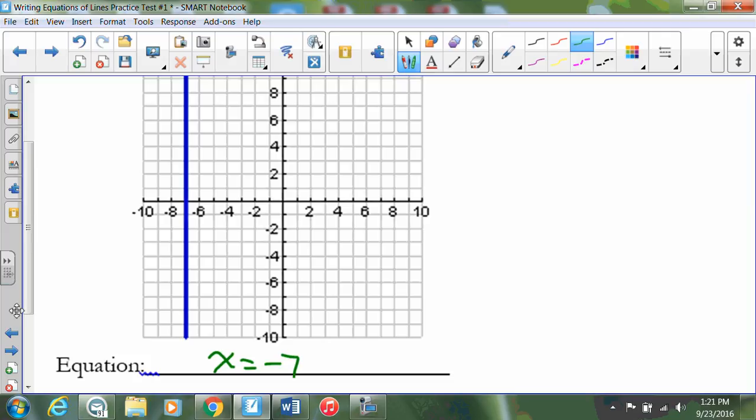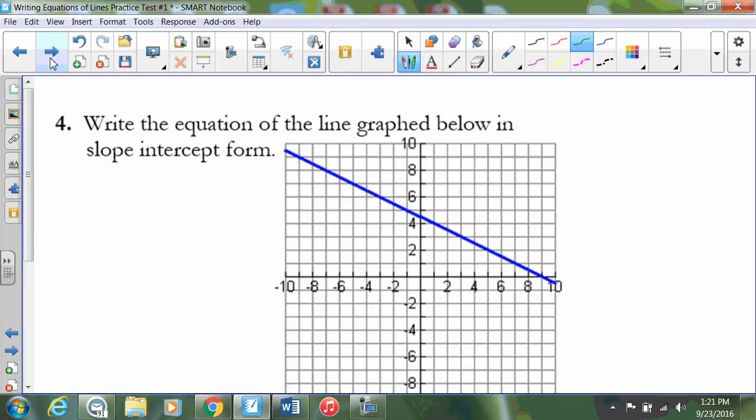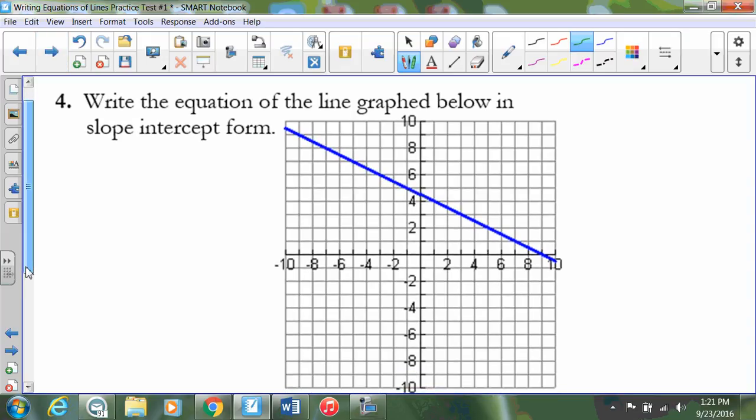If I'm going too fast for you, please go ahead and pause it. This video is going to be long if I take my time, so I'm going to try to go quickly. Write the equation of the line graphed below in slope-intercept form. Note, we do not see a clear y-intercept. It's not on the 4, it's not on the 5, it's somewhere in between.